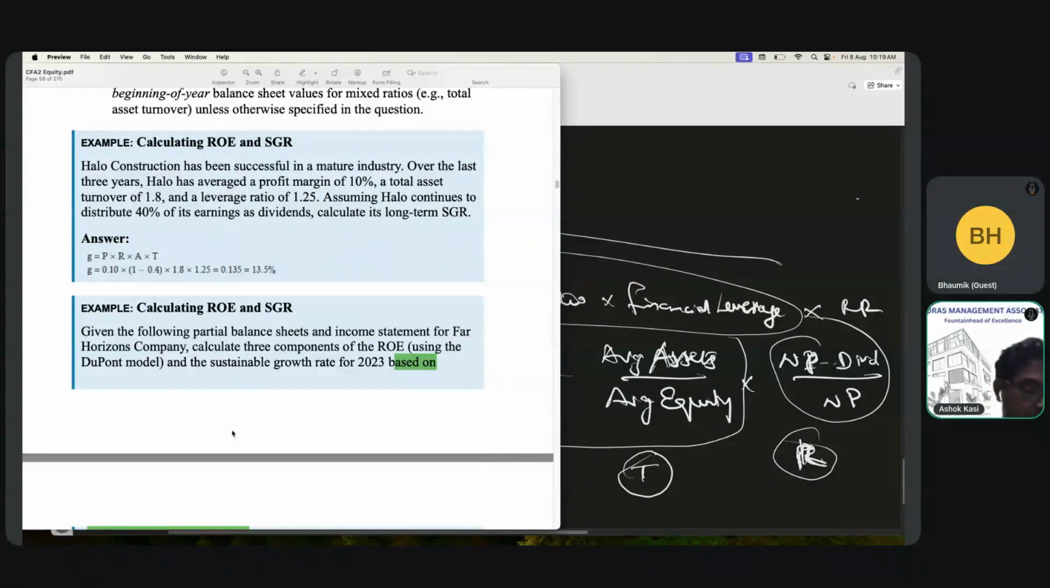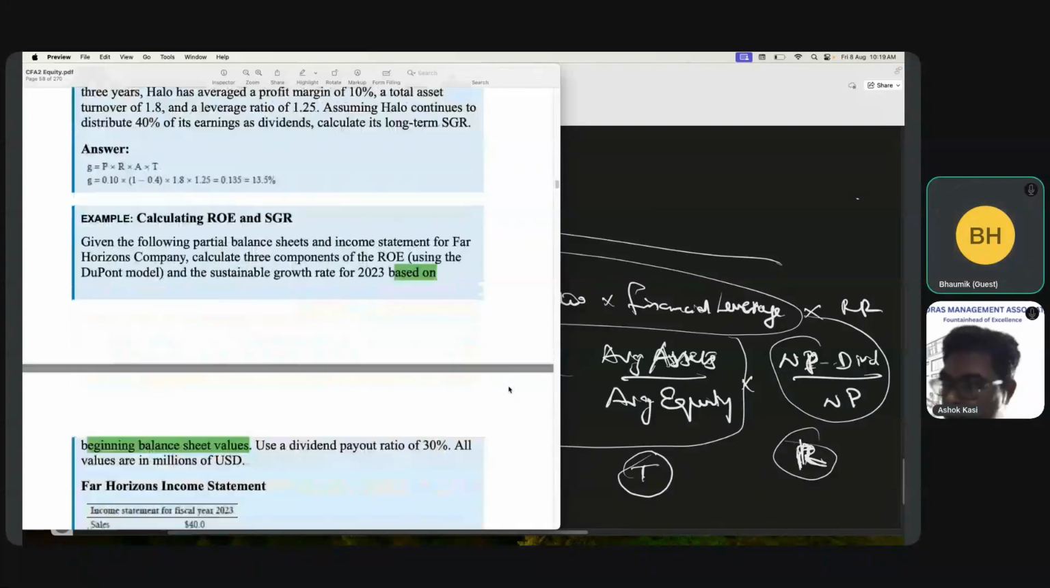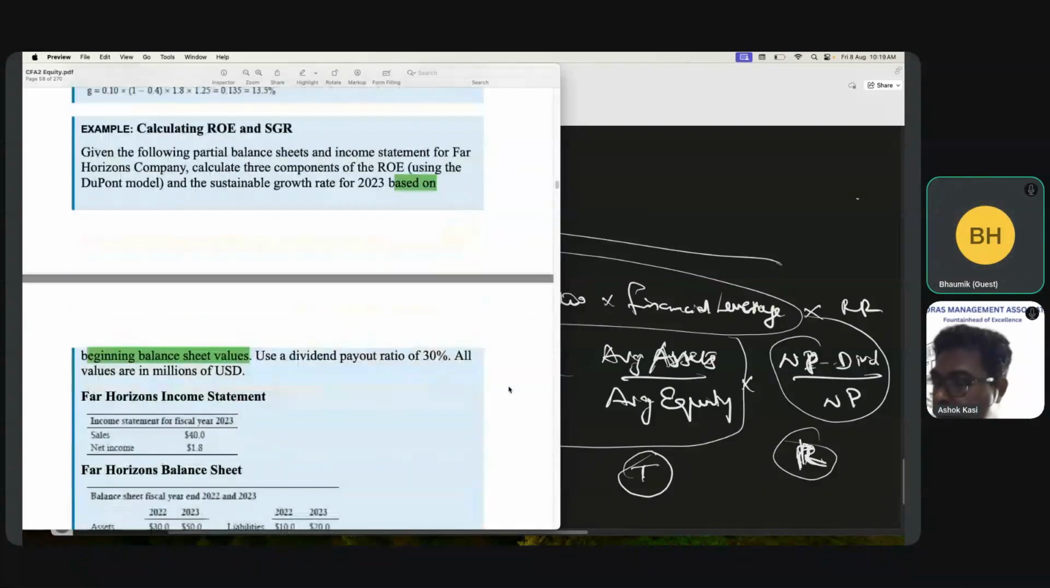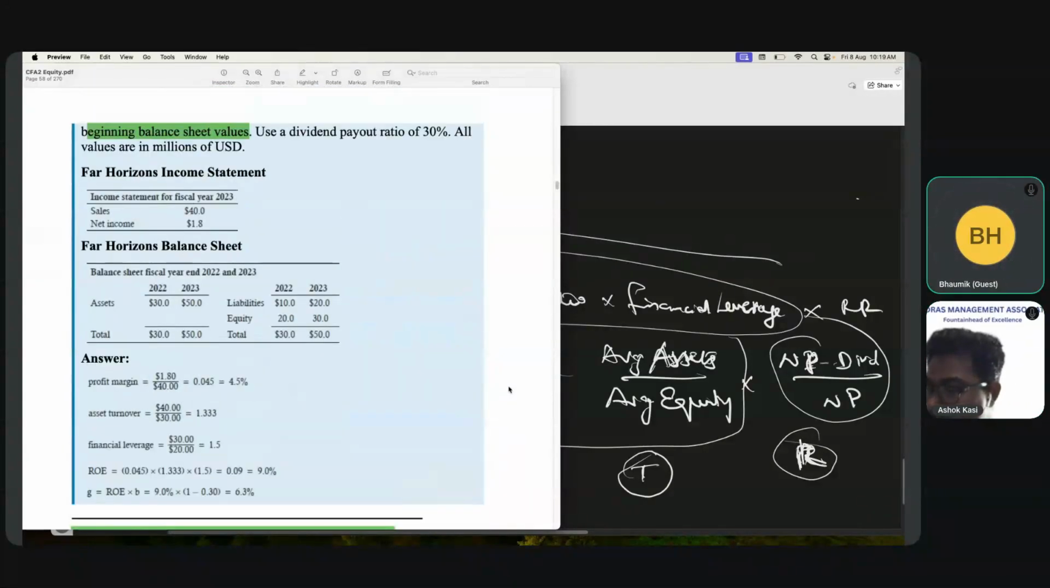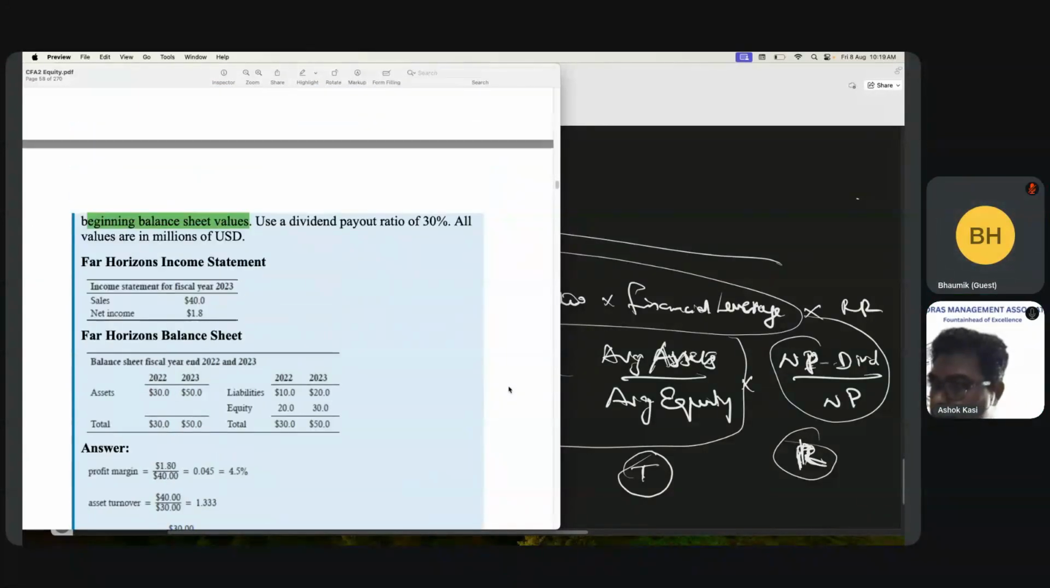Got it, sir. Yeah. This one. Okay, yeah, I'll do it. Return on equity, you want to try? Yeah, I'll do this. Let me see here.